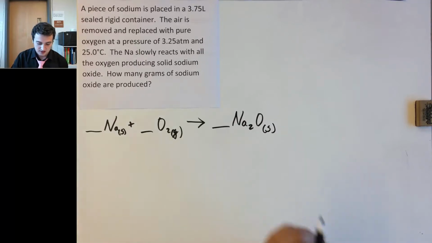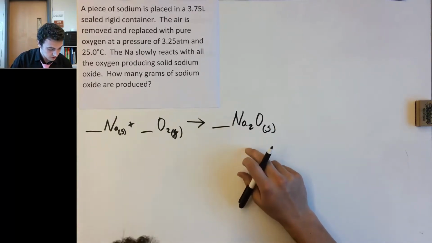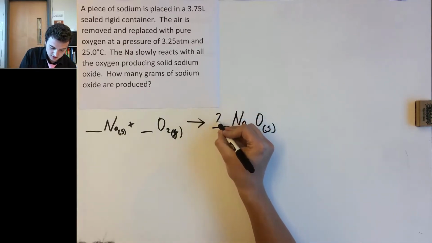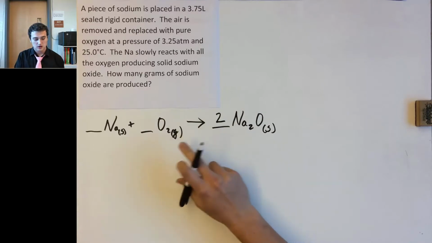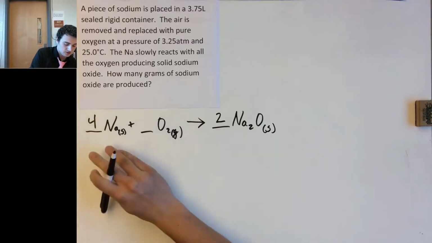I picked Na2O because for every two Nas you need one O. I see that I have two oxygens here, so I need to have two oxygens on this side. I do that. Now I have two oxygens, but I have four sodiums. So to get four Nas, or sodiums, I do that.